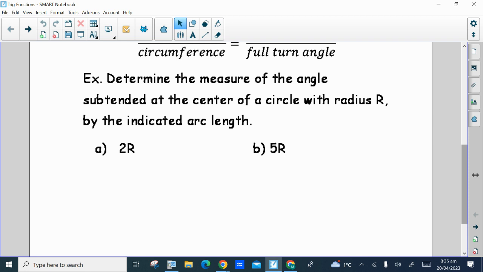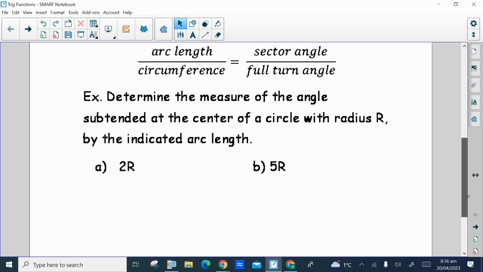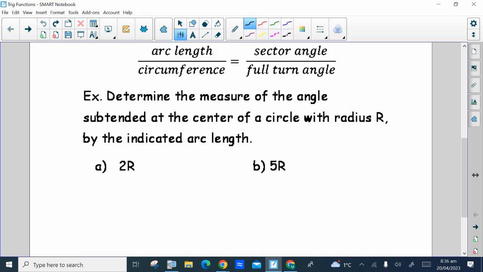Okay? So we have this relationship up above, that the arc length, which in this case is 2R, we're going to use that relationship above. The arc length will be 2R divided by the circumference. And you remember the formula for circumference of a circle is 2 pi r.